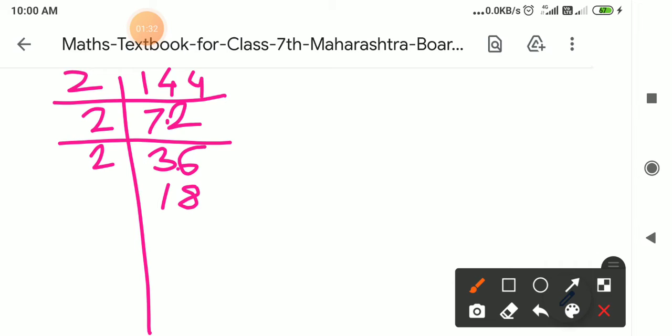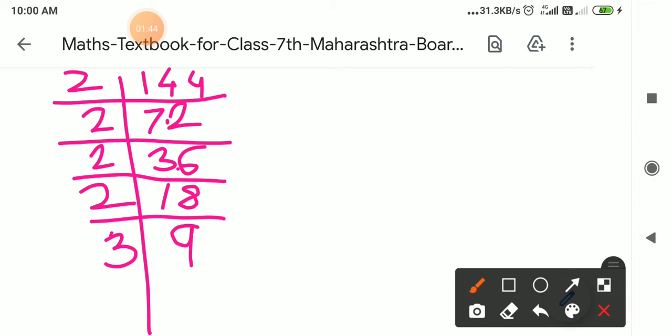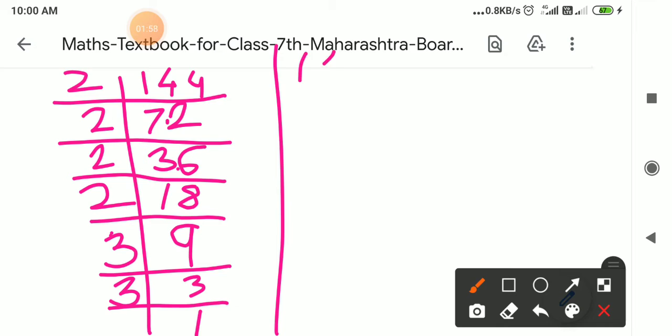Okay. Now next, this 18 is again divisible by 2. 2 1s are 2. Okay. And 2 9s are 18. Then here 9 is divisible by 3. So 3 3s are 9 and 3 1s are 3. So these are the factors. Okay. This is one method, that you have to find its factors. Otherwise you can also do another method, you will get the same factors. How, that I will tell you first of all.